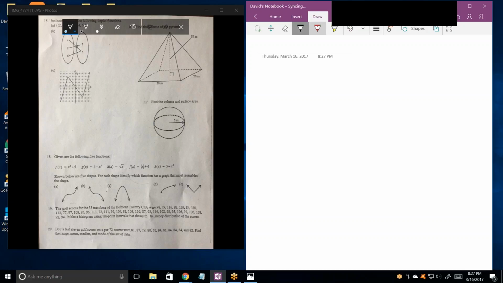All right. A histogram looks like this, right?